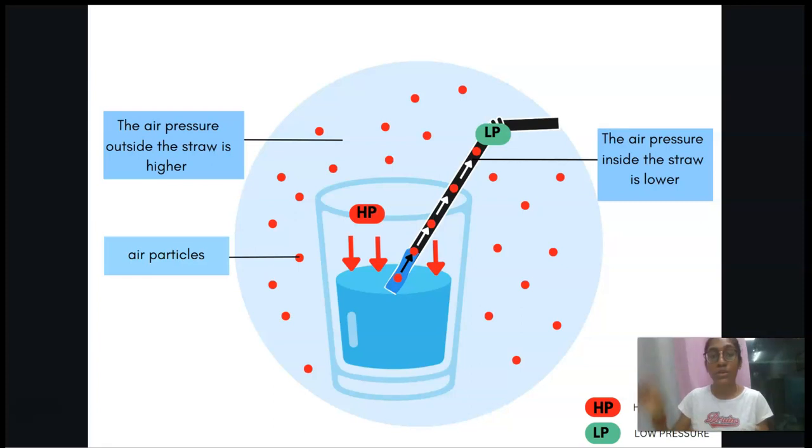So remember, air pressure inside the straw is very low since there are fewer air particles inside the straw, where there is less collision.